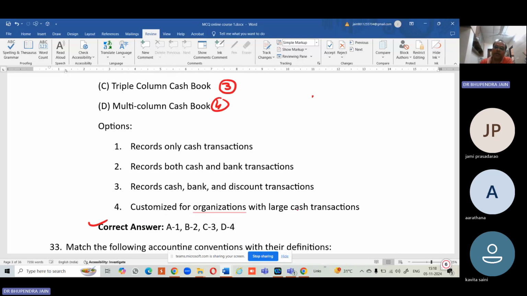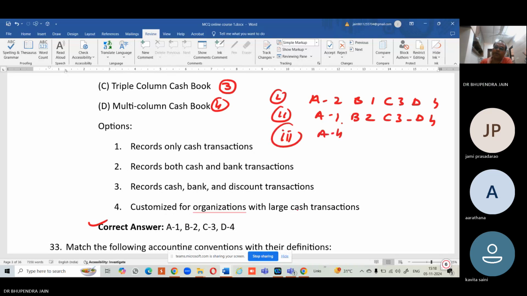Question ऐसे होता है बेटा, दिया होगा A का 2, B का 1, C का 3, D का 4, पहला ऑप्शन. Second option A1, B2, C3, D4. Third option A4, B2, C3, D1. And the fourth option A1, B2, C4, and D4. Now we have to match the option. What is the correct option?